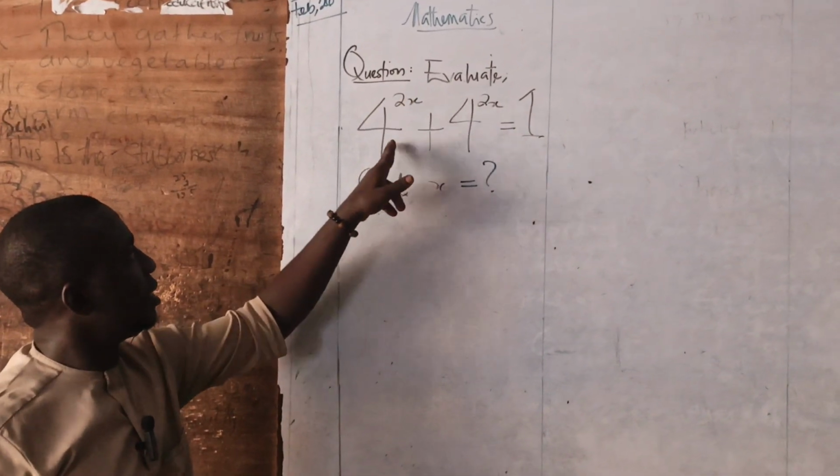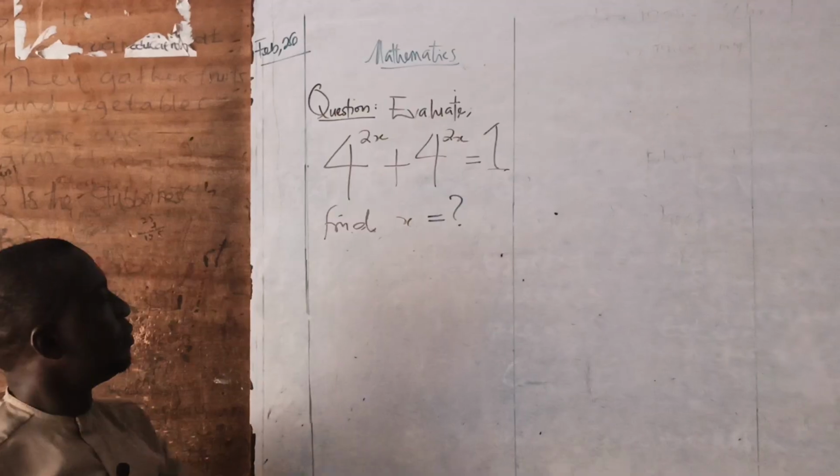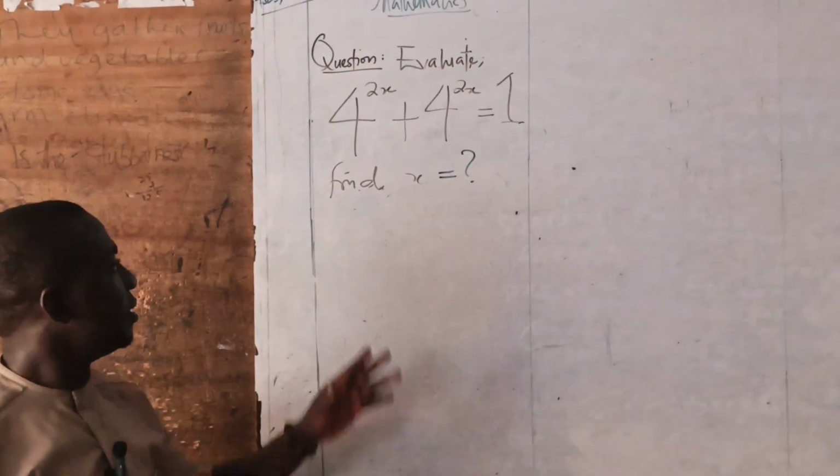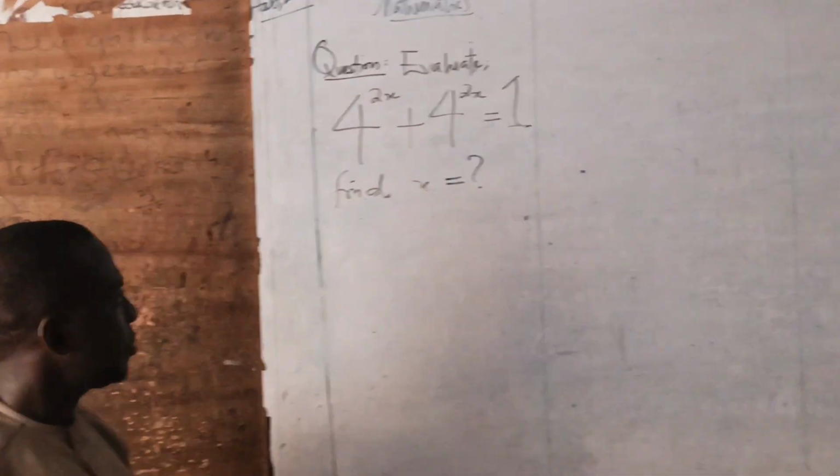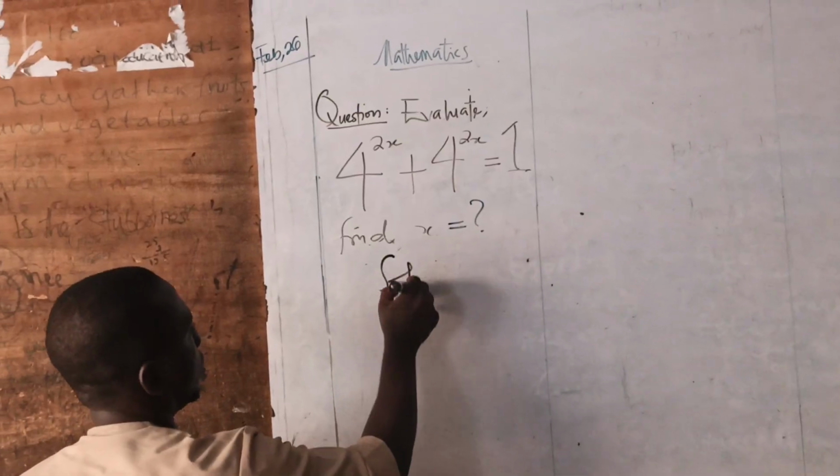Question. Evaluate 4 raised to power 2x plus 4 raised to power 2x is equal to 1. Find x. Solution.